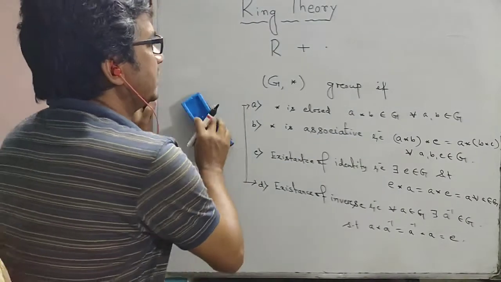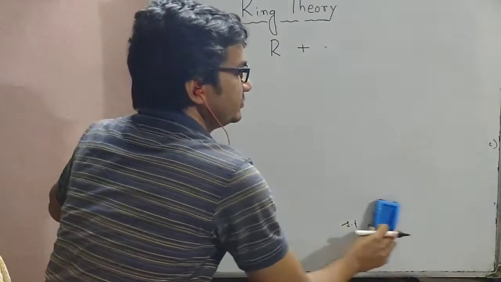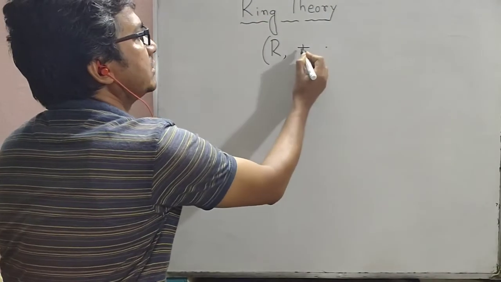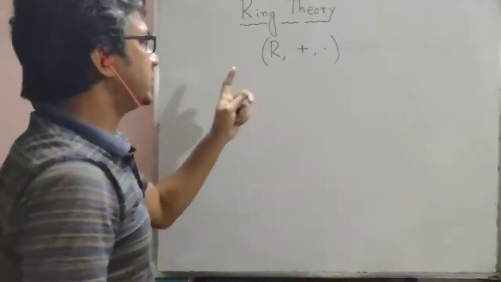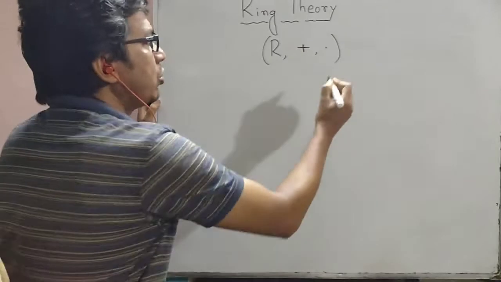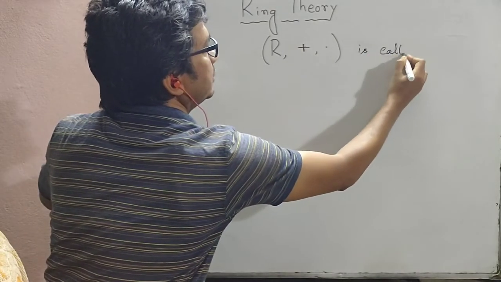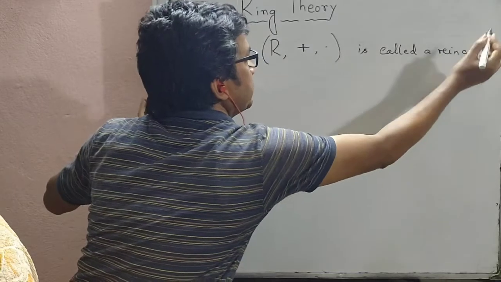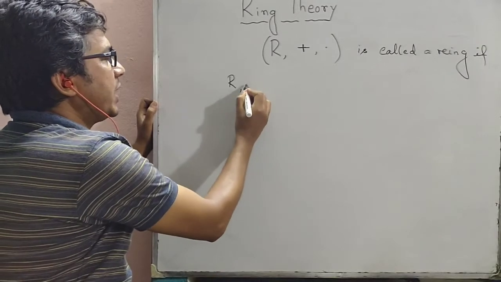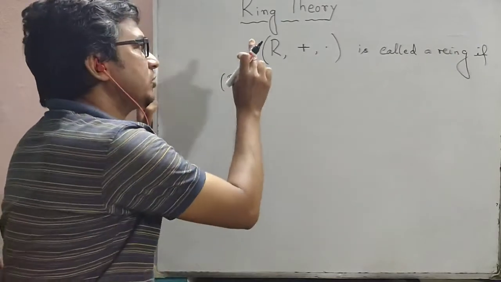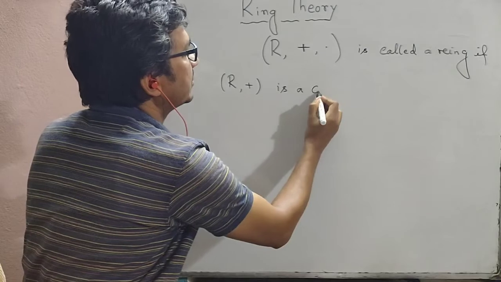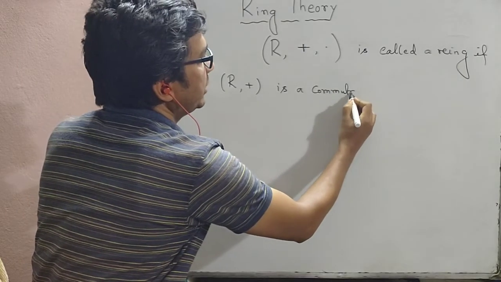Now the algebraic structure R plus comma dot, that is the non-empty set R for ring together with two binary compositions plus and dot, is called a ring if R plus, that is non-empty set R together with binary composition plus, is a commutative group.